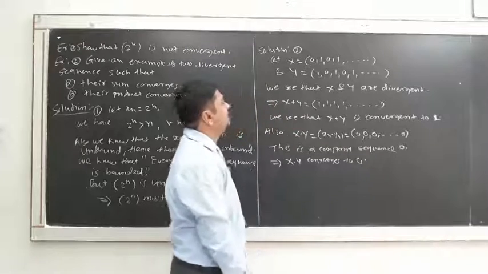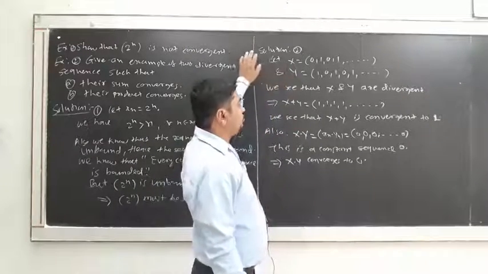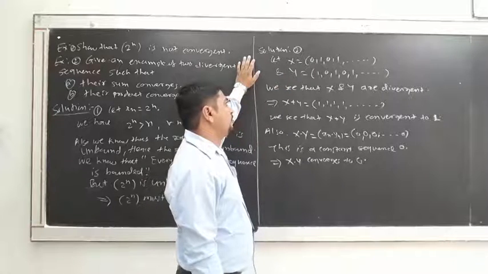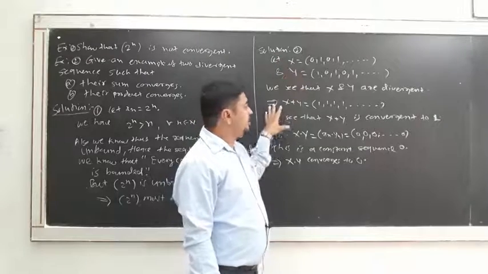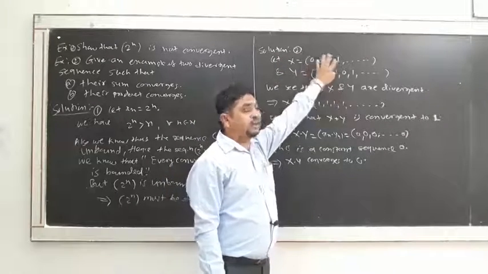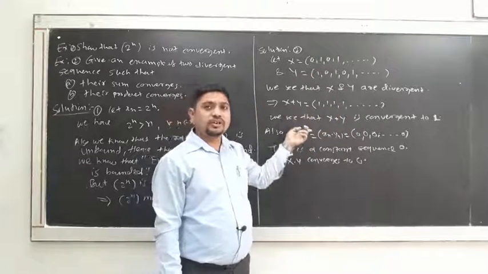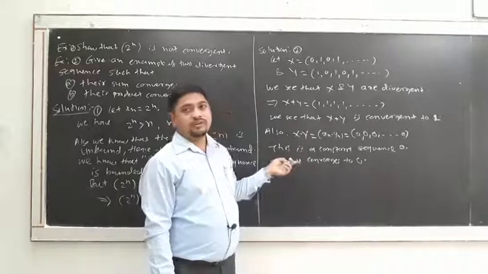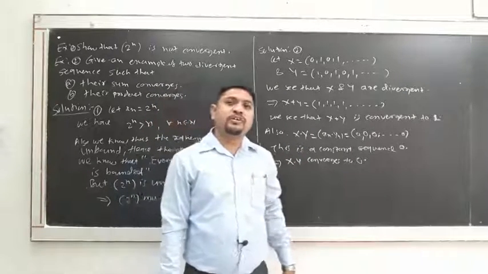Therefore, x is equal to 0 1 0 1 0 1, y is equal to 1 0 1 0 1 0. Alternate sequences, both are not convergent, but if you take addition, 0 plus 1, 1 plus 0, 0 plus 1 and so on, you are getting a constant sequence 1, 1. This is always convergent. Similarly for product. In a similar way you can solve so many problems.